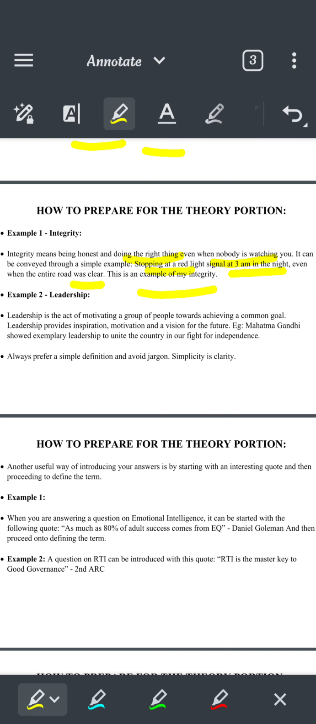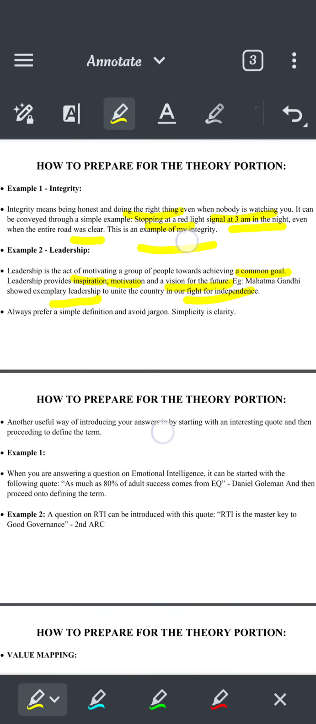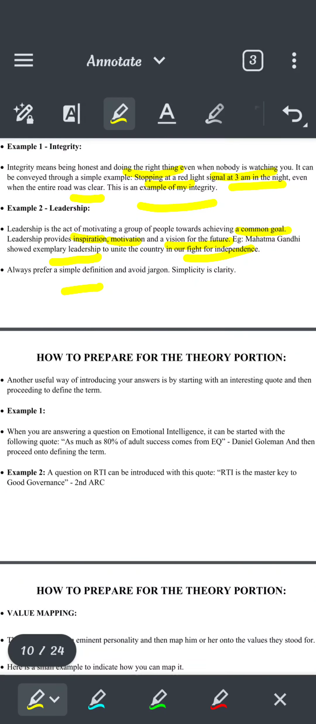So example 2 is leadership. Leadership is the act of motivating a group of people towards achieving a common goal. Leadership provides inspiration, motivation and vision for the future. Example: Mahatma Gandhi showed exemplary leadership to unite the country in our fight for independence. And I always prefer a simple definition and avoid jargon. Simplicity is the ultimate sophistication. There was an essay topic also on this. So this is the best quote for writing ethics answers.